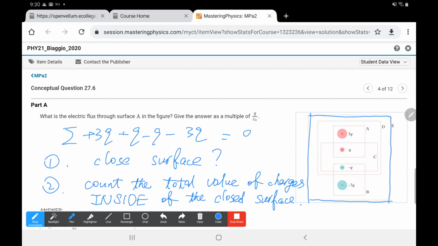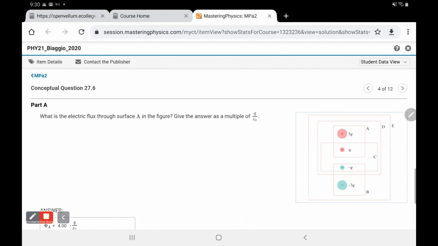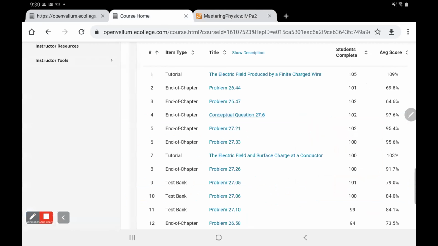And we don't count the charges outside the surface. Okay, this is the trick to solve this kind of problem. Any question? If no, let's move to the next problem, number 6.